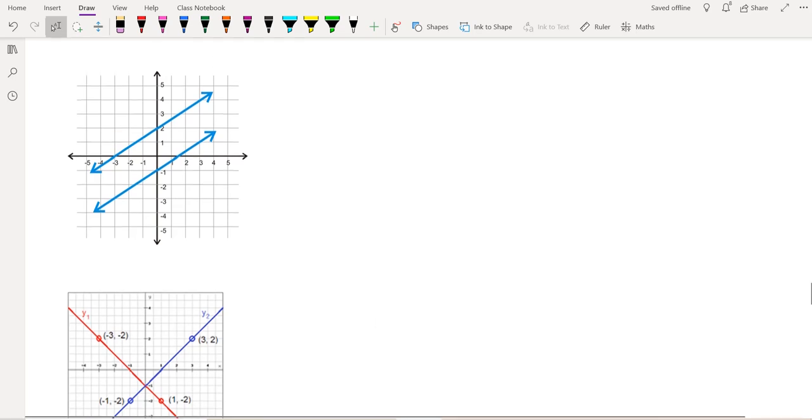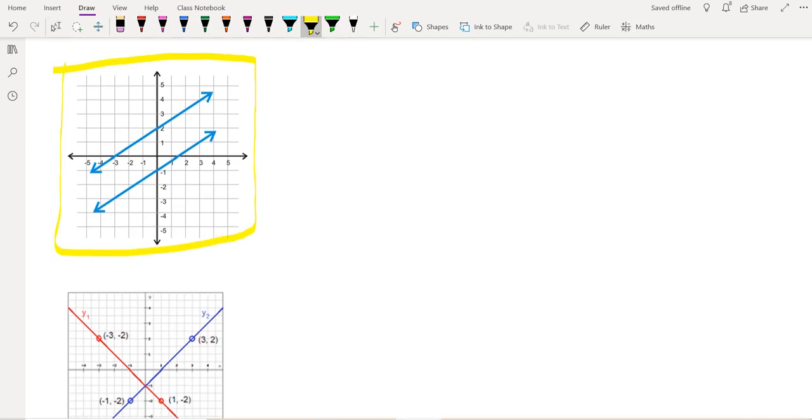The first condition I'm going to focus on is in this top graph here. What do you notice with these lines? The first condition that we're going to talk about are lines that have the same steepness, or we can say the same slope. This set of lines is called parallel lines.